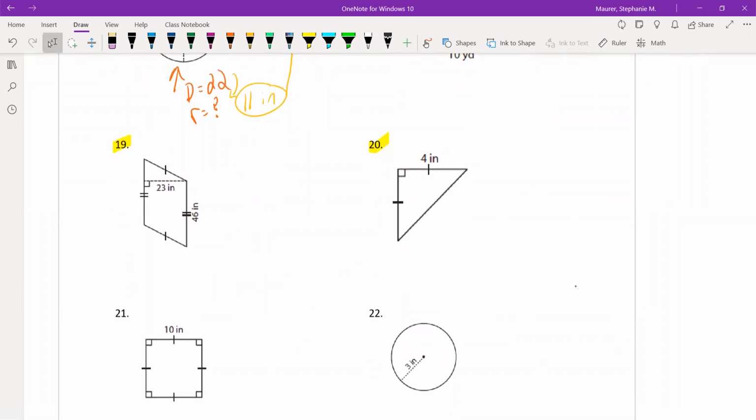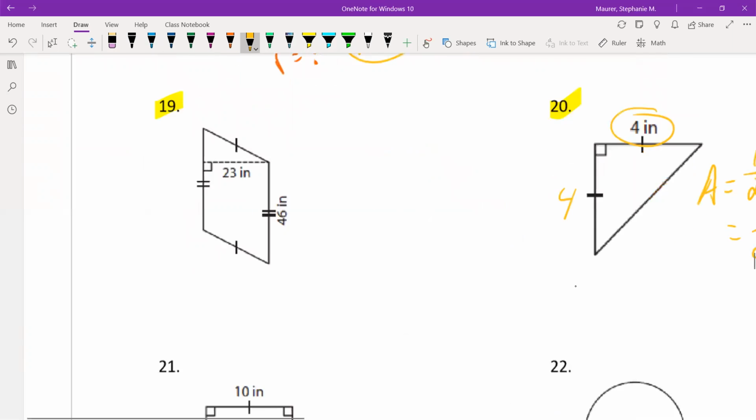Number 20, again, this is a triangle, so make sure that you're using your triangle formula. 1/2 base times height. In this case, the base, they actually put it at the top, and that's okay, is 4. And the height, they don't tell you what it is, but it has that line, which means this is also 4. So be prepared for that. Watch out for triangles.